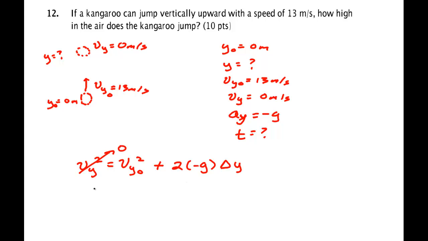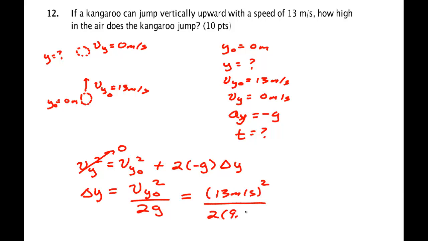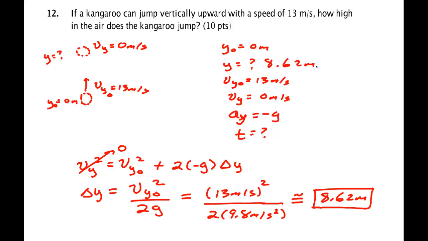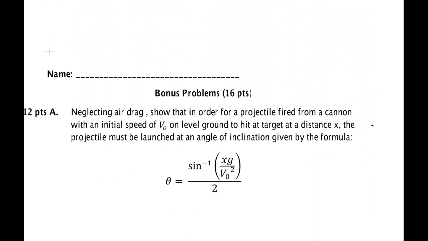The final velocity is 0. So delta y is equal to Vy naught squared over 2g, which would be 13 meters per second squared over 2 times 9.8 meters per second squared. You punch that in and you get 8.62 meters. That's what the height happens to be. Alright, in the next video I'll deal with the bonus problems.